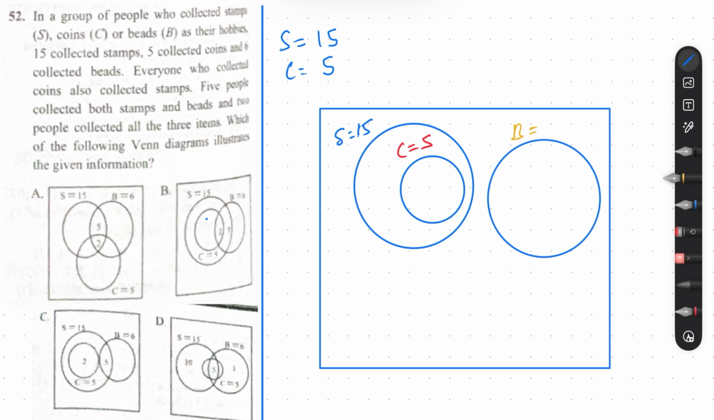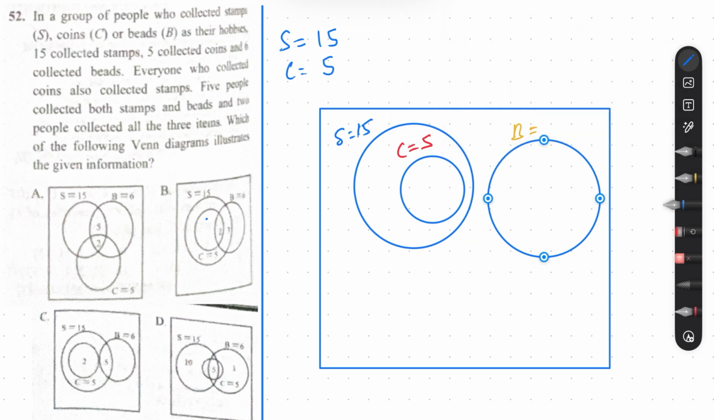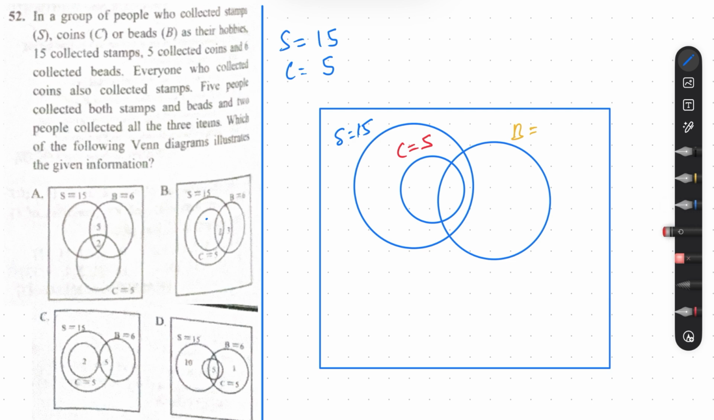That means that 2 people collected all 3 items. It means the intersection between C, S and B is 2. So let's move this circle so that we can get that. Okay, cool. Now let's write 2 in the intersection between S, C and B. That's this region right here. So let's write now 2.